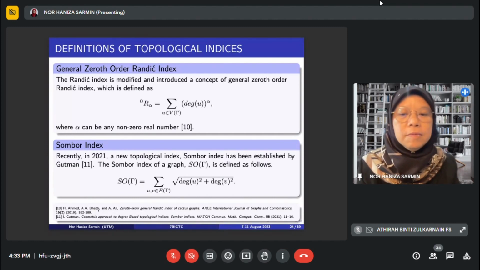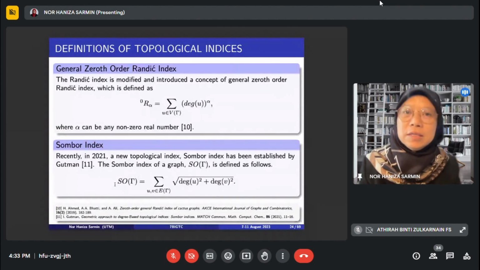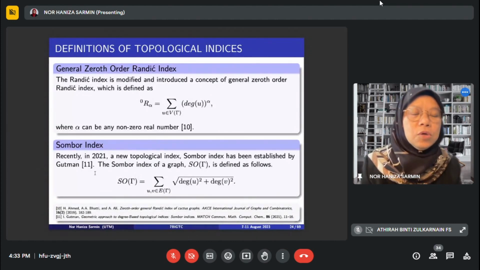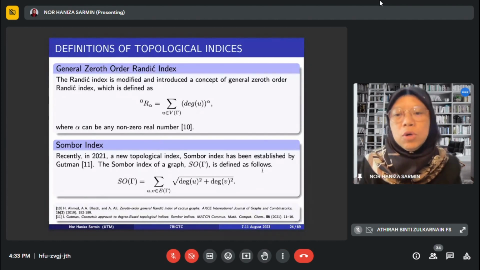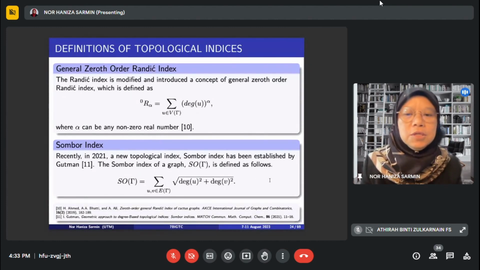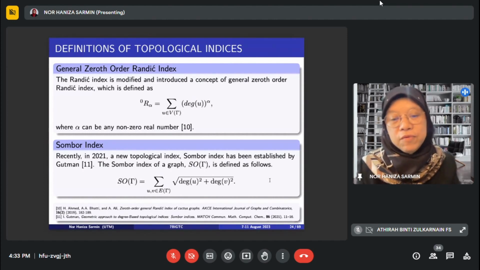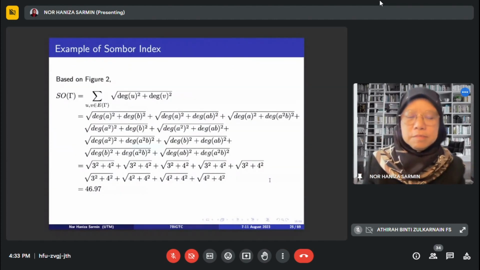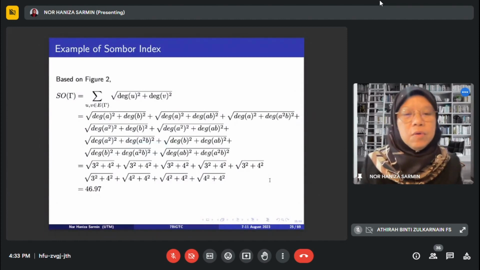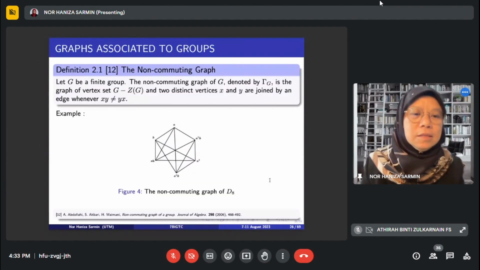In 2019. And very, very recently, in 2021, a new topological index, the Sombor index, has been established, and is defined as the square root of the degree squared plus the degree squared, for the vertices of the edges. Now, based on the figure before, we can calculate this similarly as before.